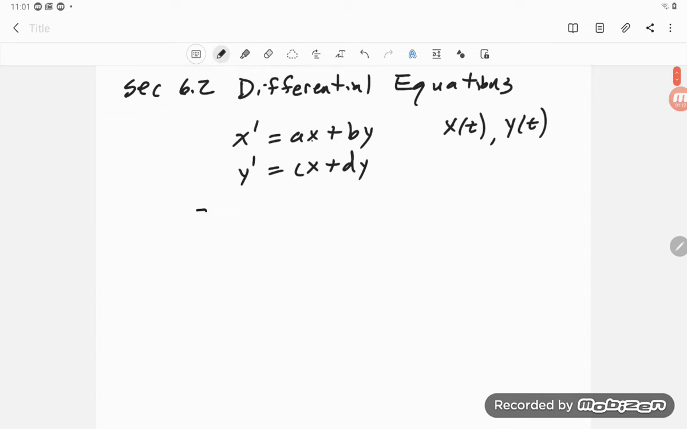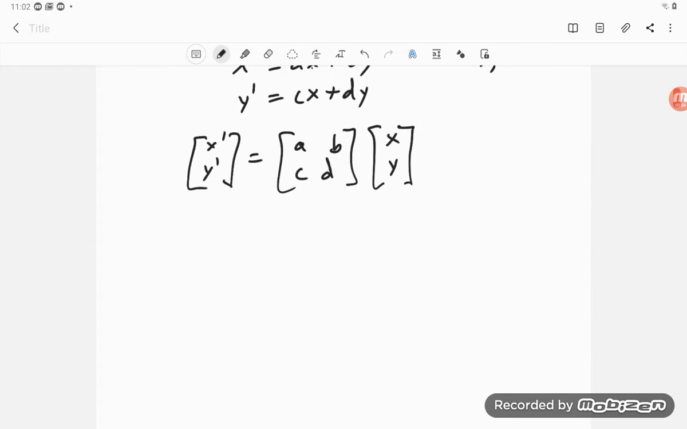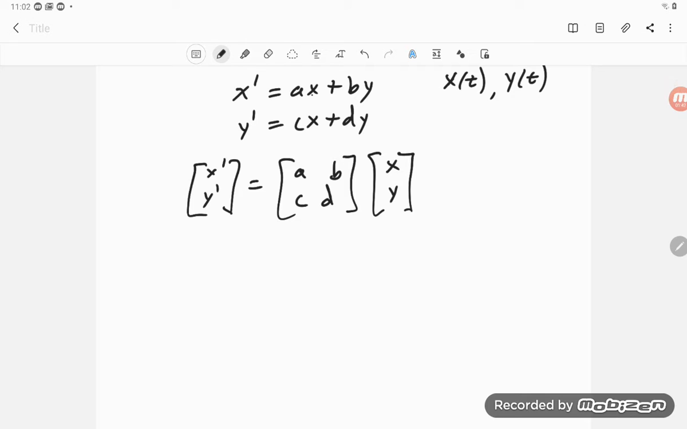And so I could write this as x prime, y prime as a single matrix equation: the matrix a, b, c, d times x and y of t. Okay, so if we generically call x, y the vector x, they say there's x dot, that's one way to talk about derivatives. I could use a prime, they use the dot, equals A times our vector x. Okay, that's what we have there.